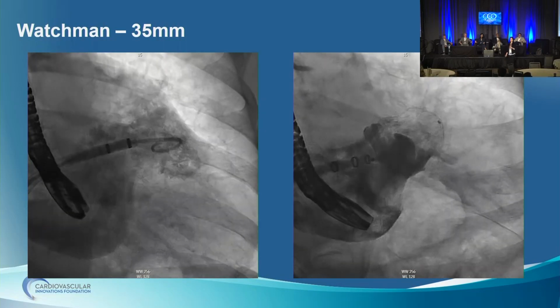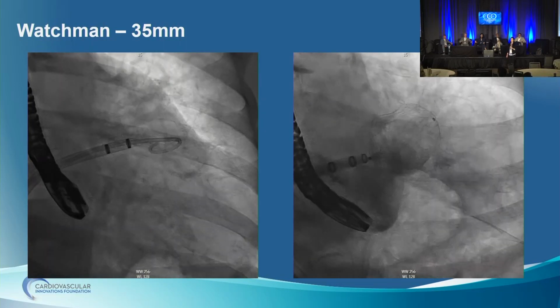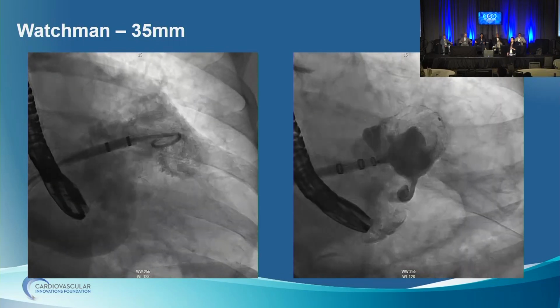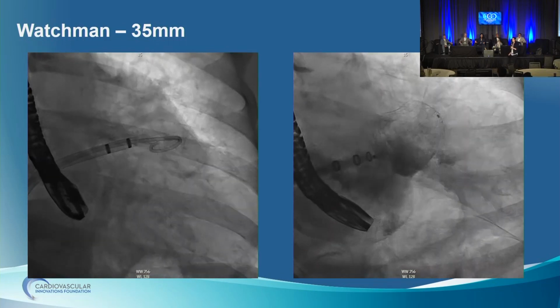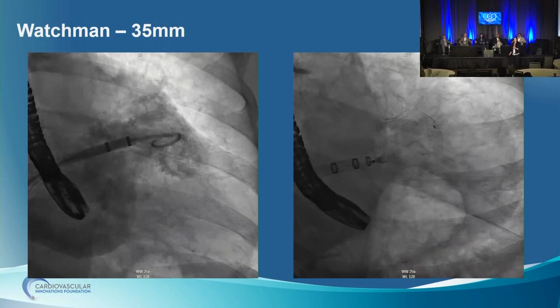So we proceeded with a Watchman. We had planned for a 35 millimeter Watchman device. You can see on the angiogram, again, a large appendage. There are some proximal trabeculations. We placed a 35 millimeter device.